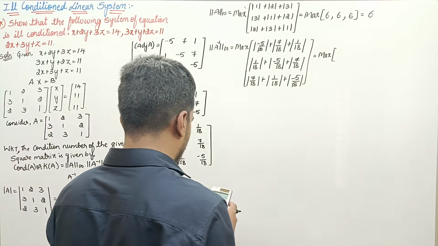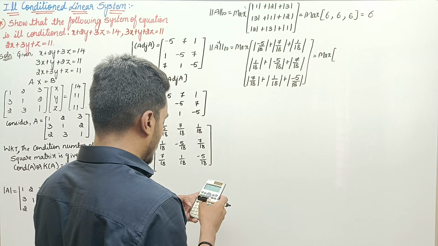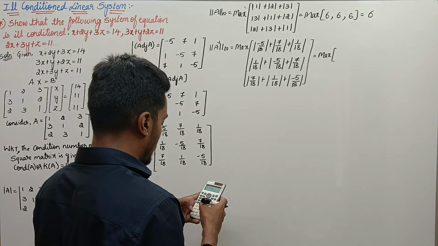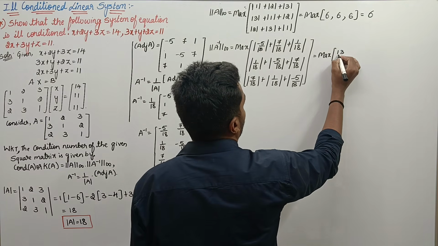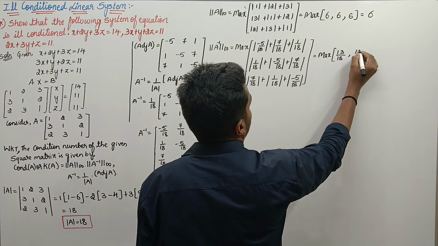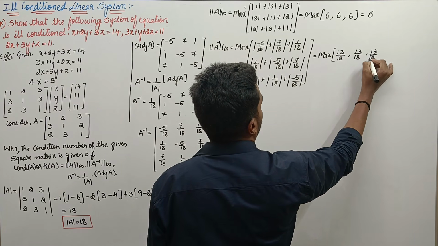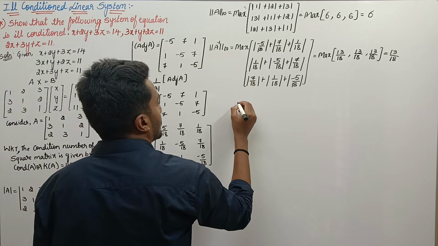Now let us do the calculation. 5 divided by 18 plus 7 divided by 18 plus 1 divided by 18, you get 13 by 18. Each and every row is the same: 13 by 18, 13 by 18 and 13 by 18. Which is the maximum? 13 by 18 is the maximum.